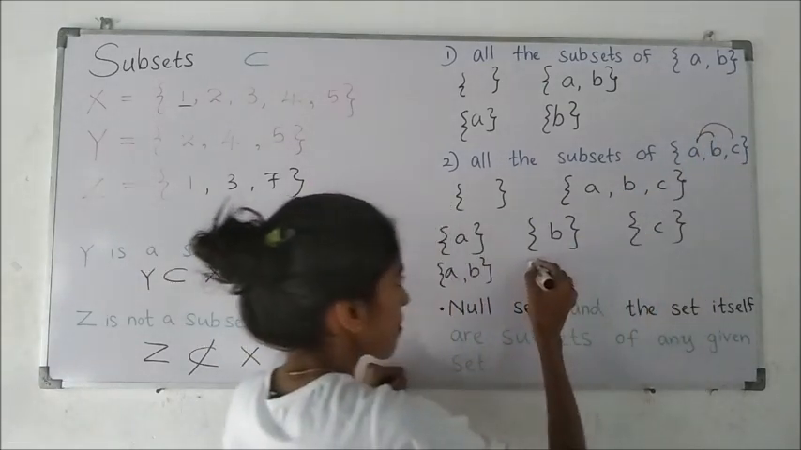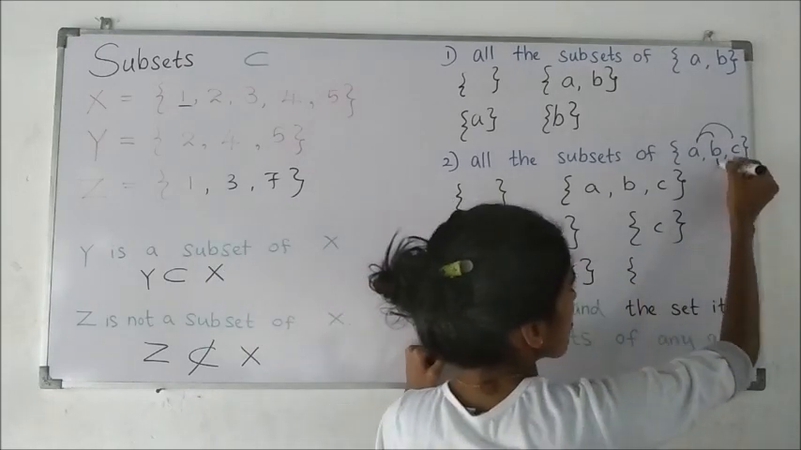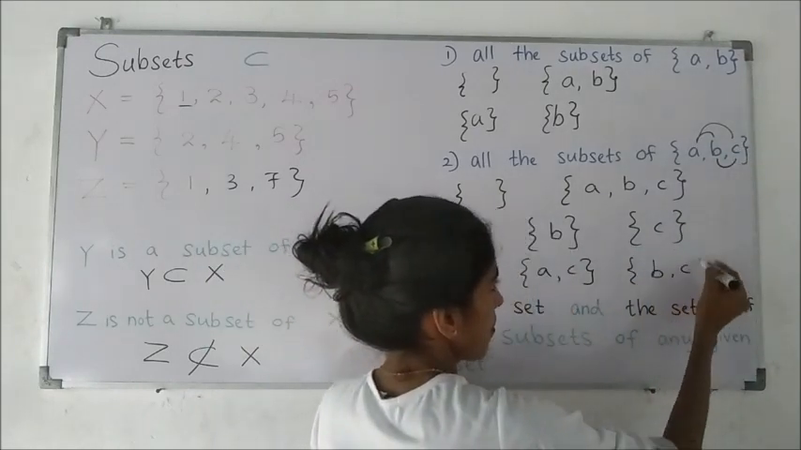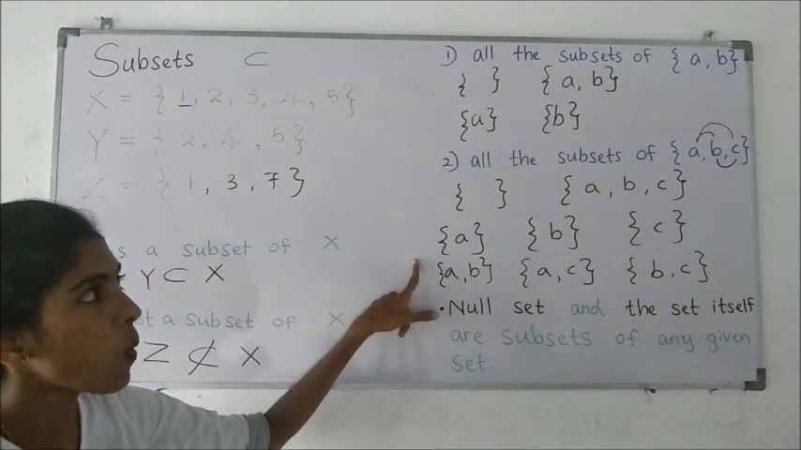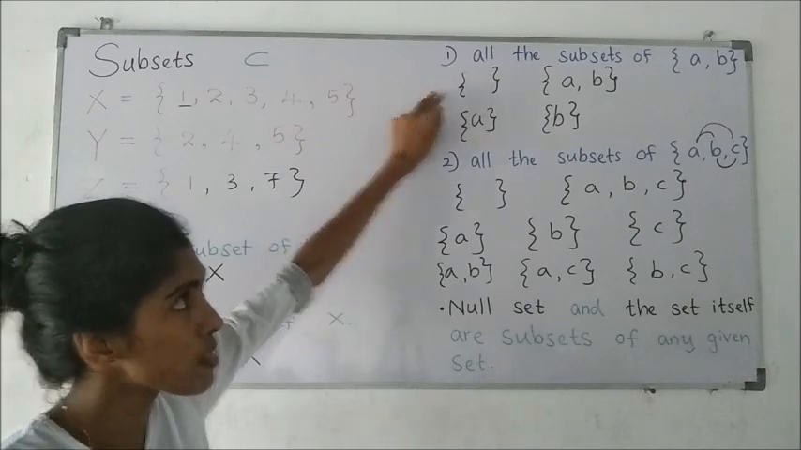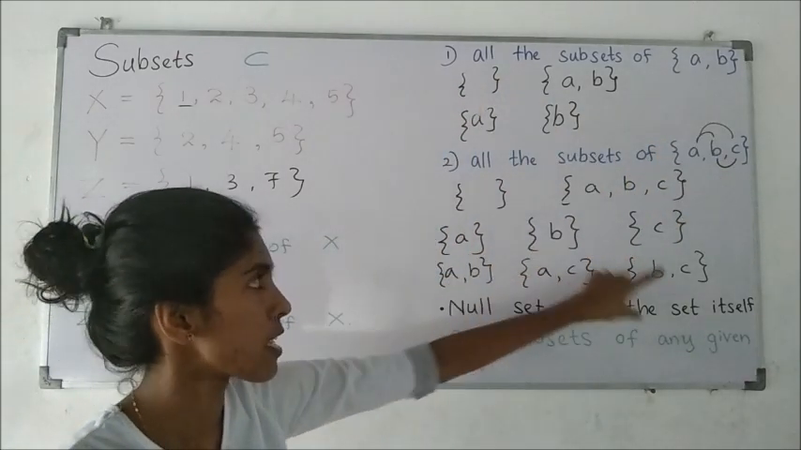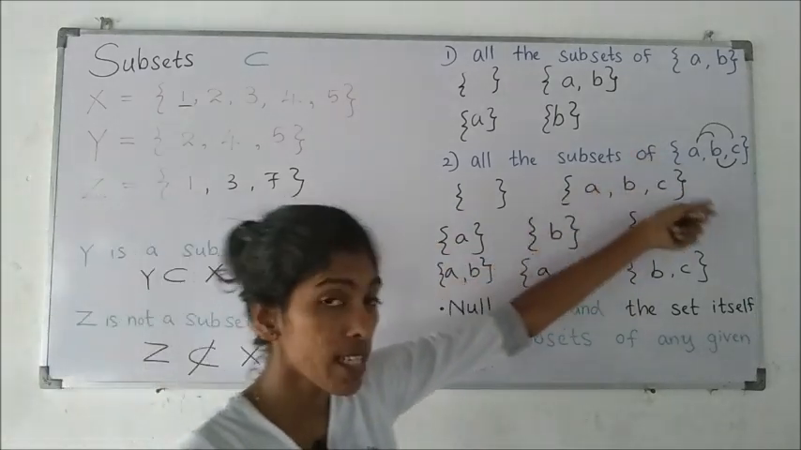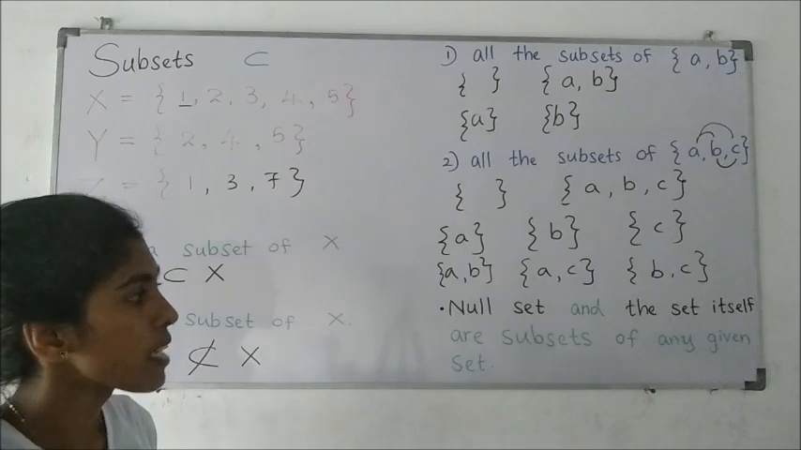Next, AC. Next, BC. Only this much, right? Yes, these are all the subsets. How many subsets can be seen here? There are 4 subsets if there are 2 elements. 1, 2, 3, 4, 5, 6, 7, 8. There are 8 subsets for a set which has only 3 elements.